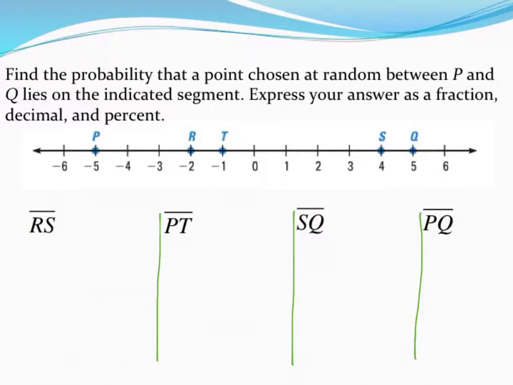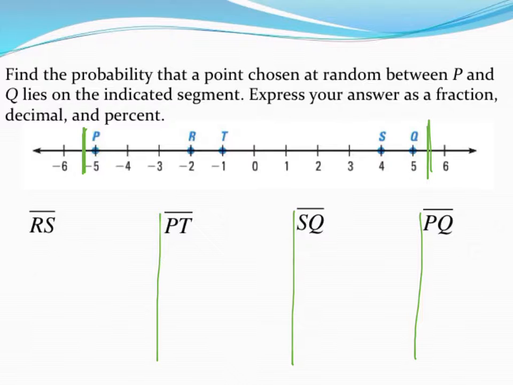To find the probability that I pick a point at random on this number line, I first need to know how long the number line is. So they've asked me to look at the points between P and Q. I can see that my number line goes a little bit longer, so I'm going to draw in the end points of that. So P and Q is what I'm looking at.